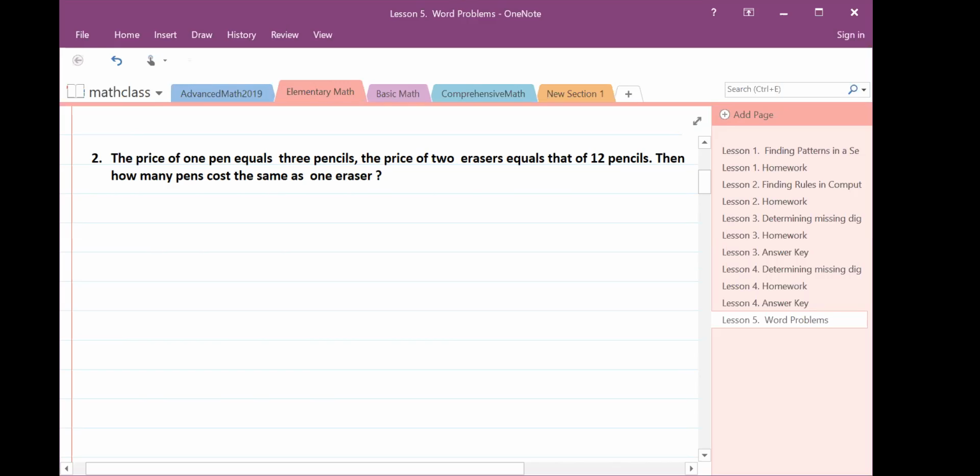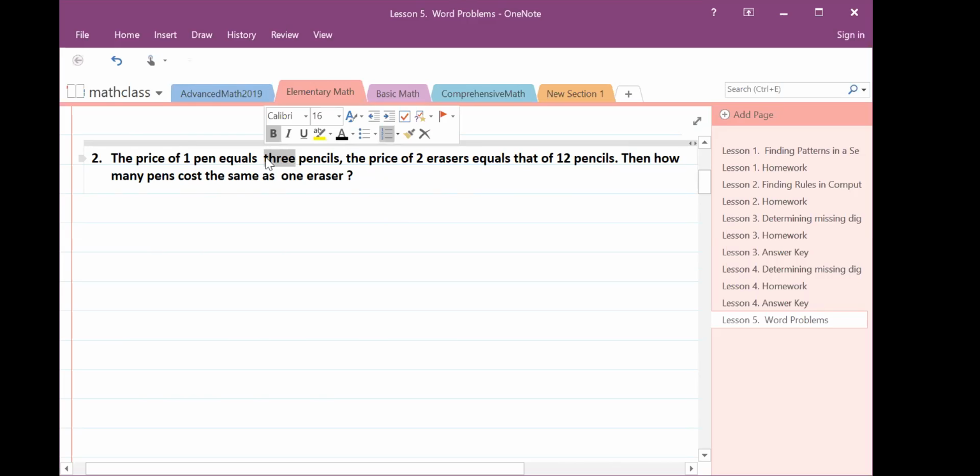Two erasers equals 12 pencils. Let's put a two here, read it, it's easy, right? Two erasers, 12 pencils. And one pen equals three pencils. Kind of like that, you know, right? So you can make exchange, right? So now you have one eraser, how many pens can you get? Can you figure it out?